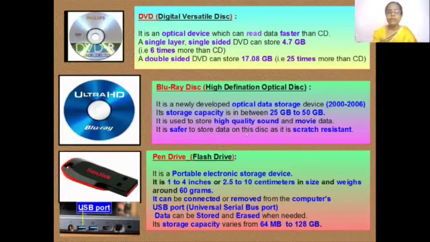It's very safe to store because it is scratch resistant. It can store anything up to 25 to 50 GB of data or information. The last one is your pen drive.